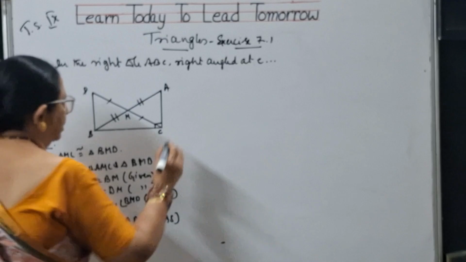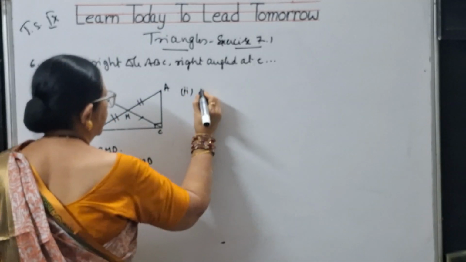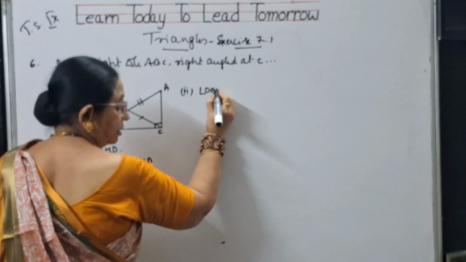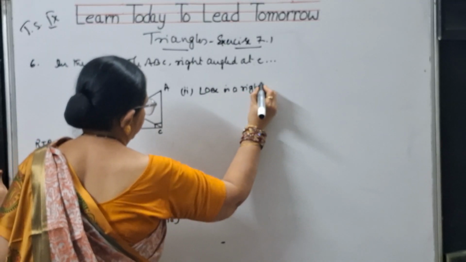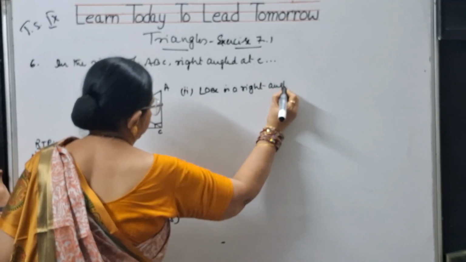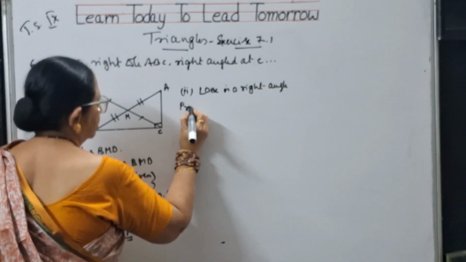Now, the second bit, they are asking us to prove that angle DBC is a right angle. This they are asking to prove. So, what is the proof?